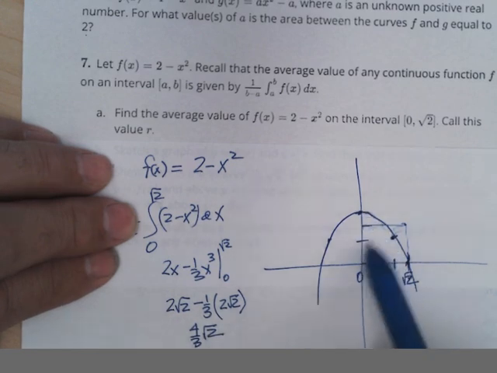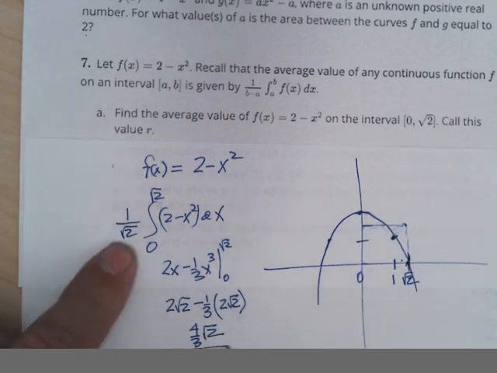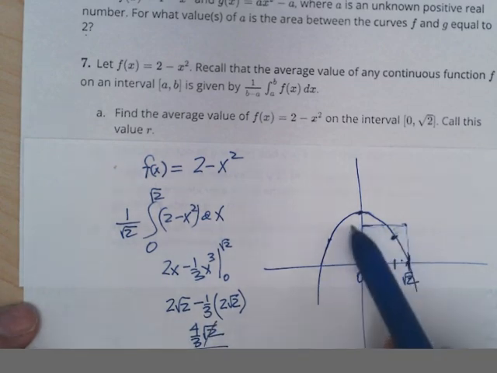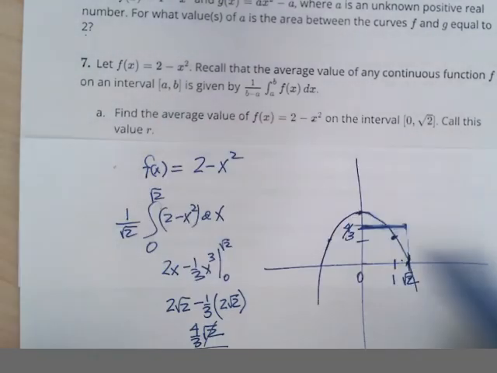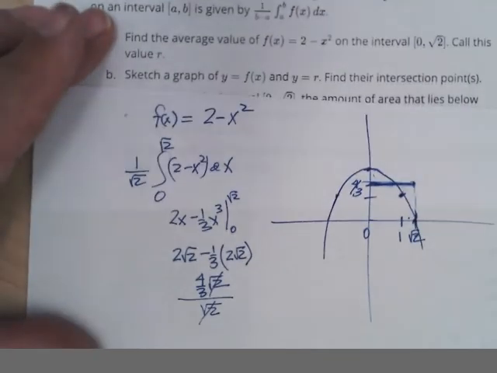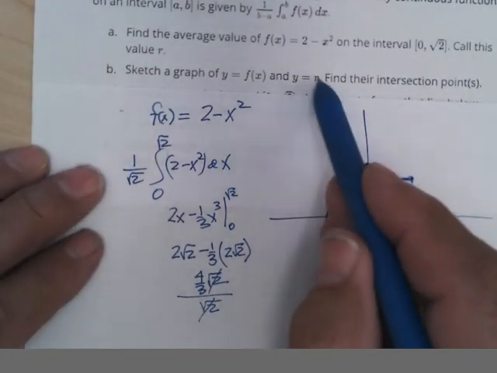That's all this area. And if I divide it by the square root of 2, I find that the height has to be 4/3. That's the height that it would pack down to and push this over into here. That's the average value.